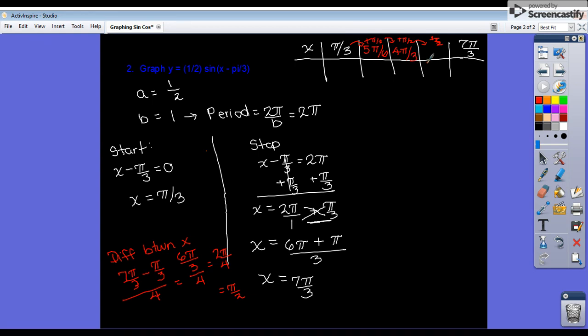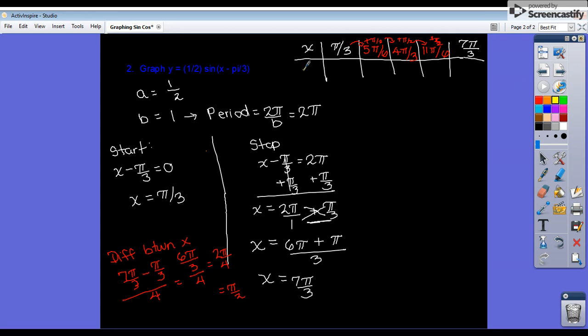Once you have 4 over 3, add 1/2 to that as well. And then you'll get another mixed number, so you'll set it as an improper fraction, giving you 11 pi over 6. And finally, if I add 1/2 to that again, I'll get the 7 pi over 3. So I have all of the x values.